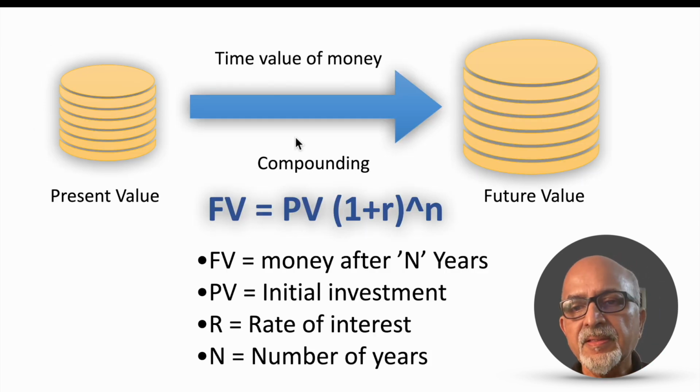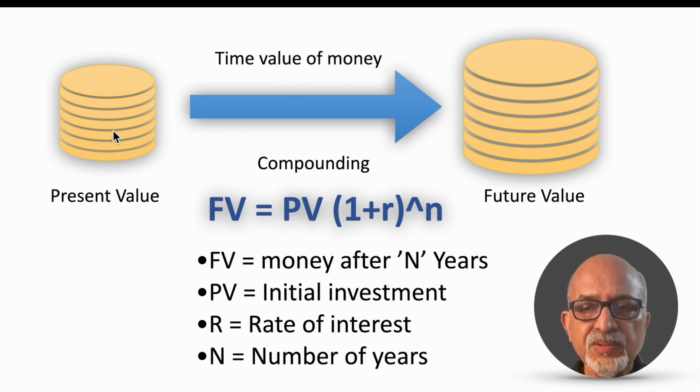Now, let us try to understand the concept of time value of money. If I have $1 today, whatever I can buy with $1 today, I will not be able to buy the same things for $1 maybe 5 years down the line because of several factors like inflation, etc.